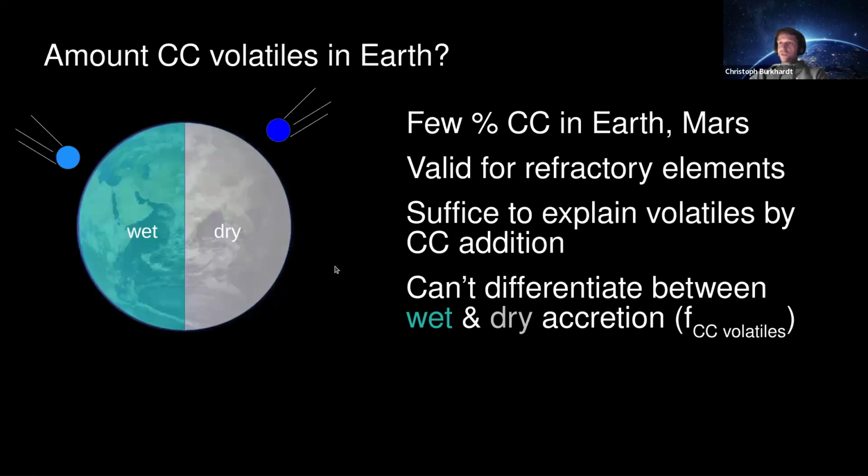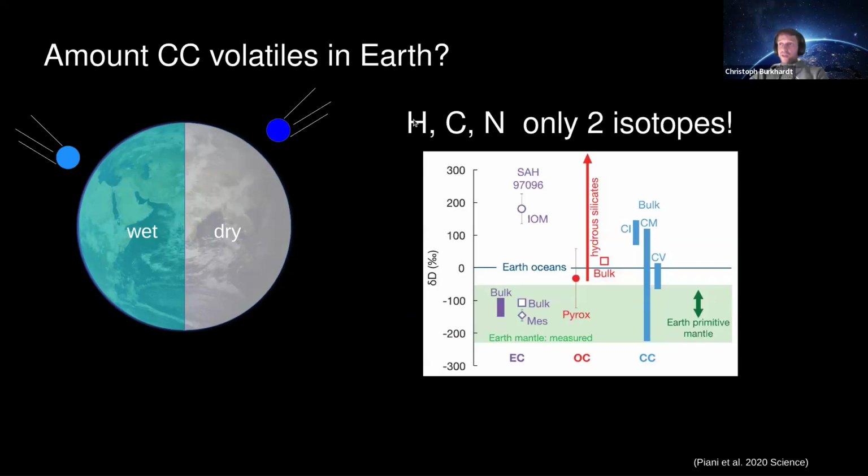And in order to differentiate these scenarios, we would need to know the fraction of volatiles from the CC reservoir. And this is only possible when we look at volatile elements. The issue is volatile elements like hydrogen, carbon, or nitrogen have only two isotopes. That means we cannot differentiate mass-dependent from mass-independent signatures, so not process from source signature.